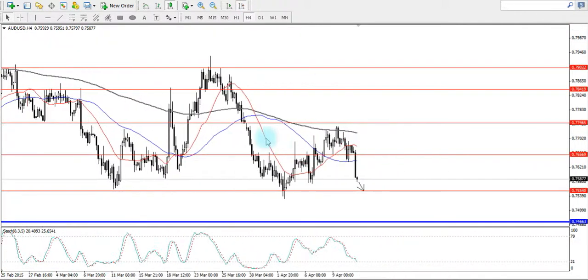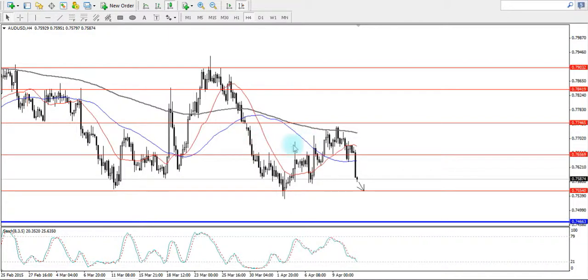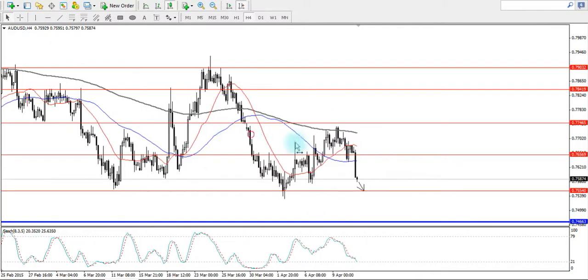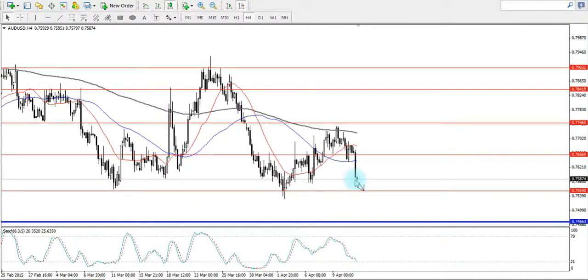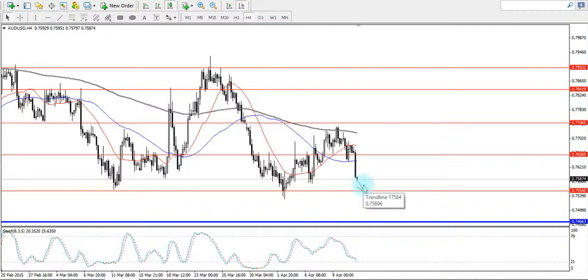Next, we have the Aussie against the US dollar, similarly to the New Zealand dollar against the US dollar, as China posted its weakest trade balance since March 2014. Price has fallen, and it is about to reach its previous low at the support level 0.7554. So we are still expecting price to fall a little bit further till it touches this level. We might expect price to rebound from there.